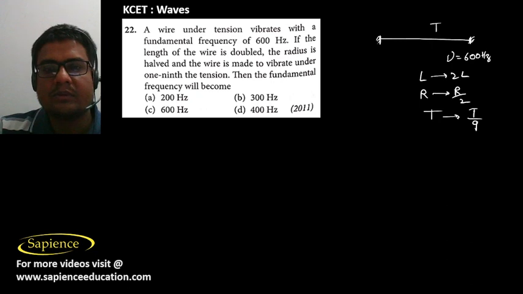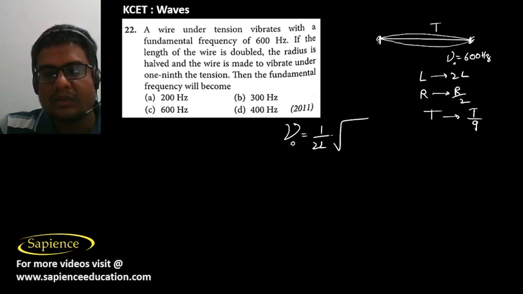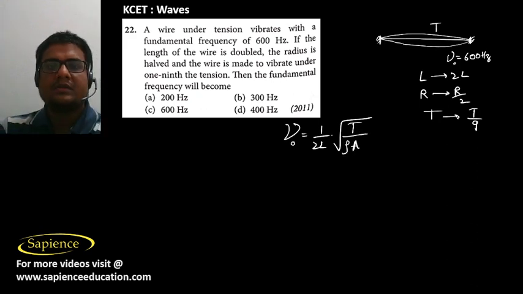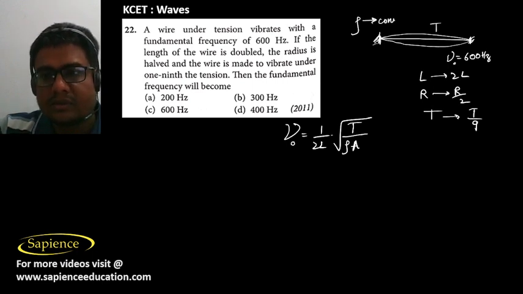So here it is vibrating with the fundamental frequency only. It means like this. So here the fundamental frequency is given as nu naught equal to 1 by 2L root over T by rho A. Now the density of the wire cannot change since the material of the wire is not changing. Since the material of the wire is not changing, therefore the density of the wire will remain constant.